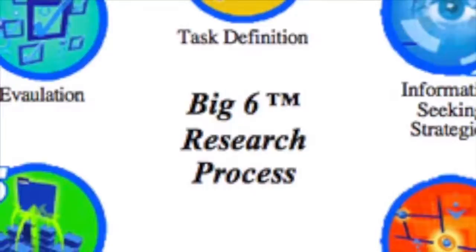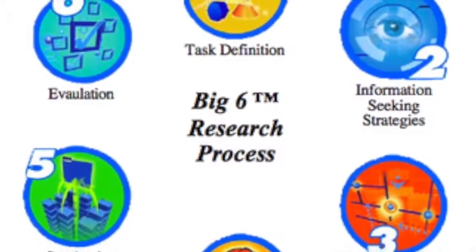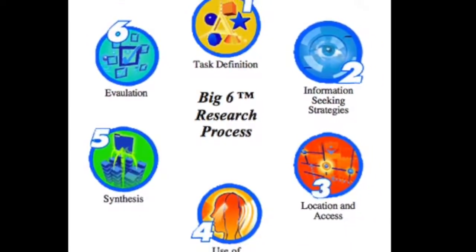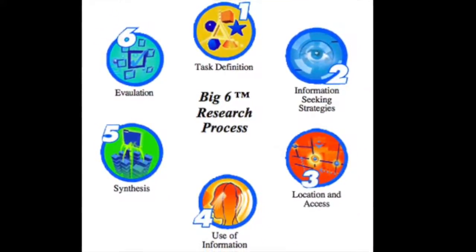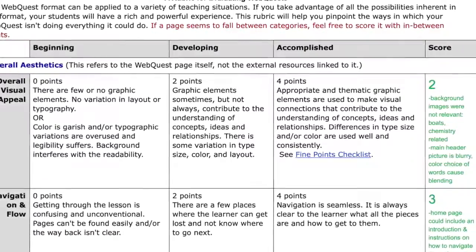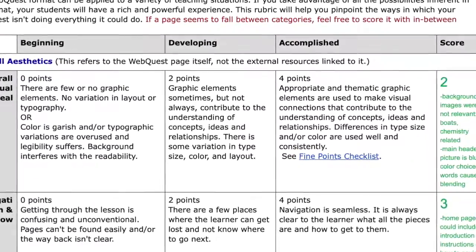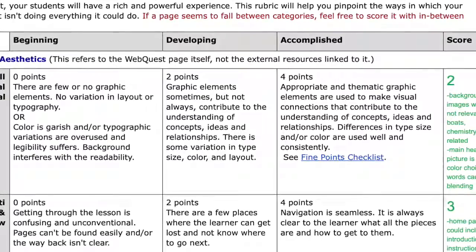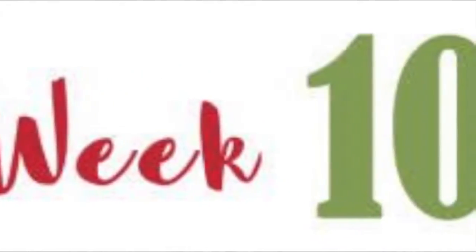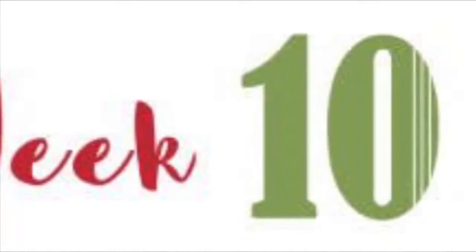This week we also chose which inquiry model we would use for our WebQuest, and I chose the Big 6 one over the BIE one because I felt it was easier to understand for the students. This week my group also evaluated a WebQuest by using a rubric, and we ended up giving the WebQuest a 36 out of 50.